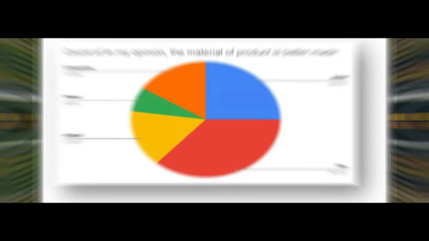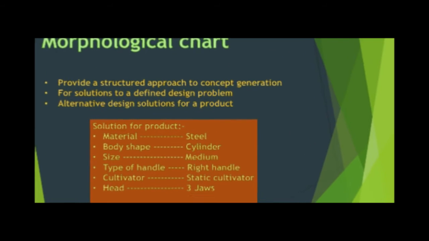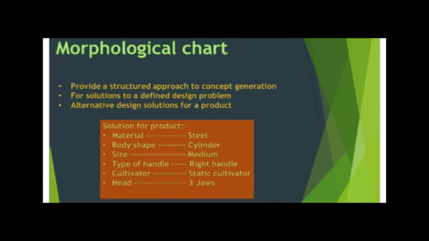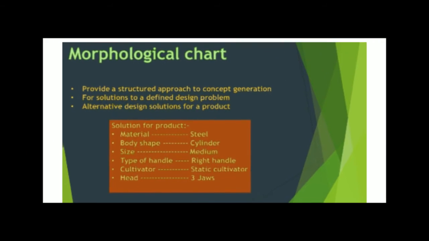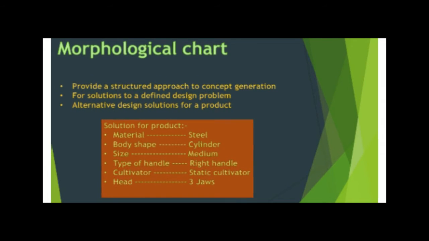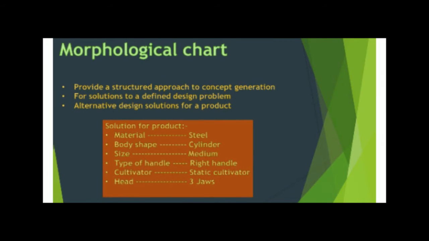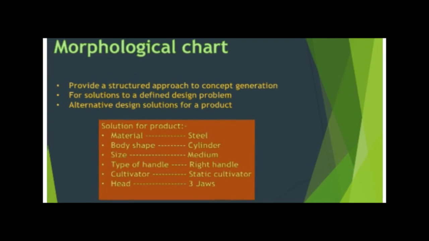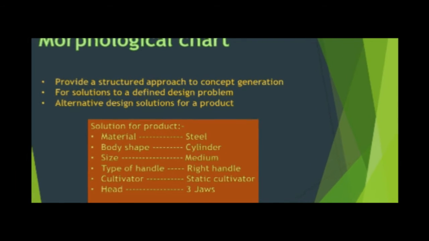A morphological chart provides a structured approach to concept generation for a solution to a defined design problem, giving alternative design solutions for a product. As you can see, for the product, we prefer steel material, cylinder body shape, medium size, right handle, static cultivator, and lastly 3-jaw head.